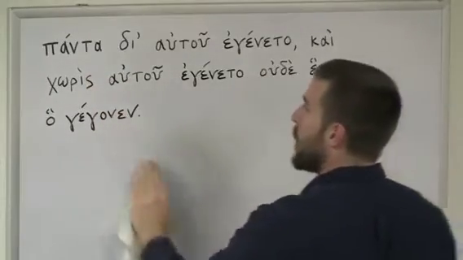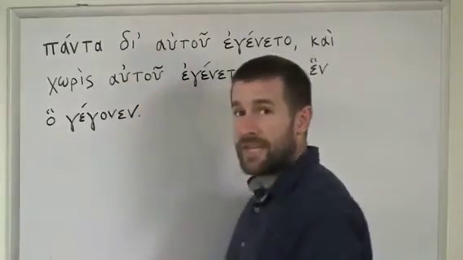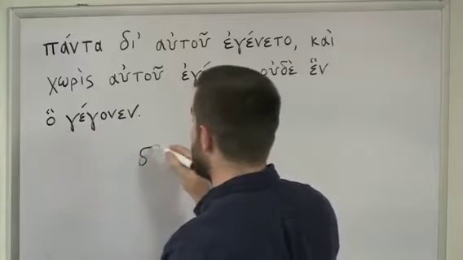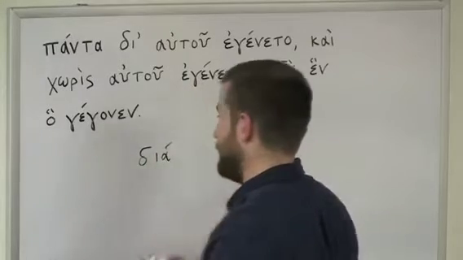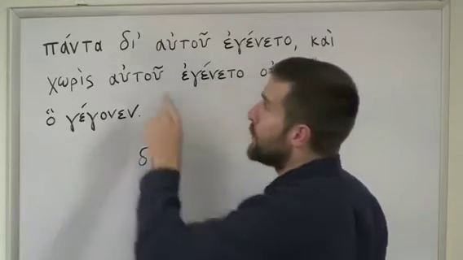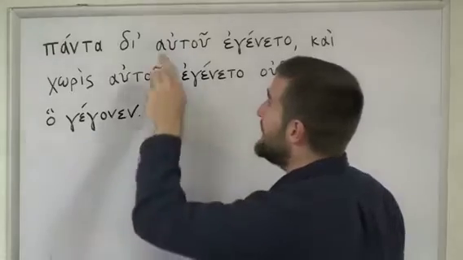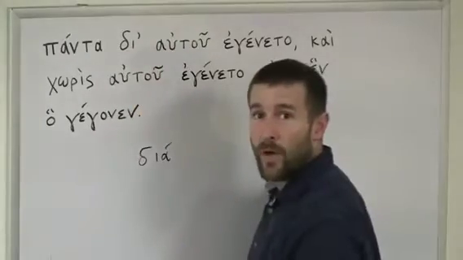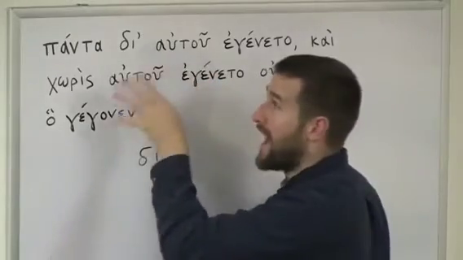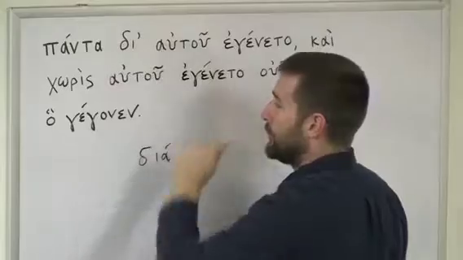Then the next words are διαυτού. Notice the apostrophe after the δι. That's because it is an abbreviated form of the preposition dia, all right? Dia means by or through. So the reason that it has that apostrophe and why it has lost an alpha is that it gets run together with the following word. So it's just pronounced διαυτού, meaning by him. So all things by him, διαυτού.